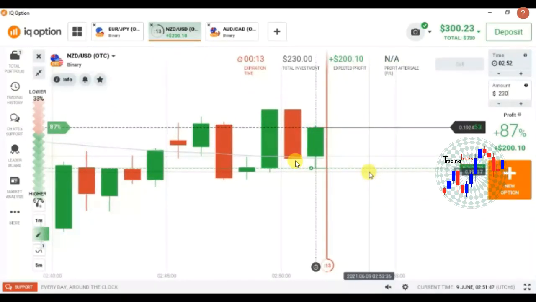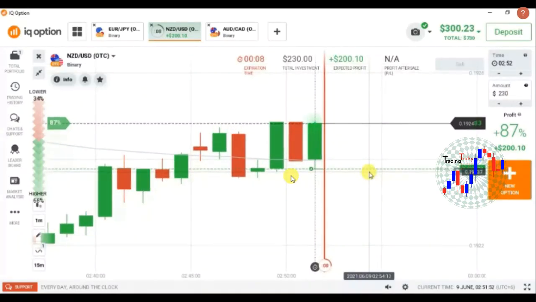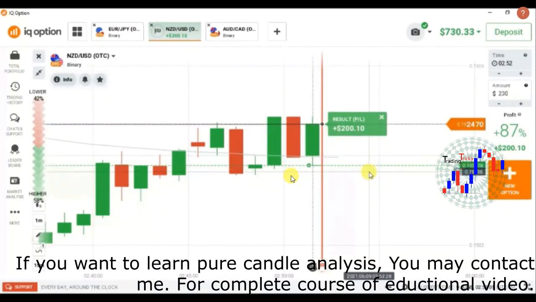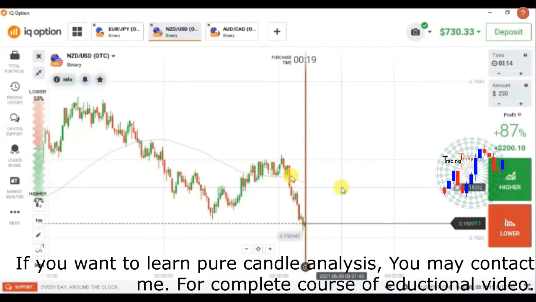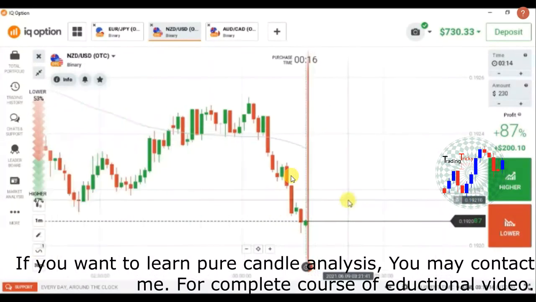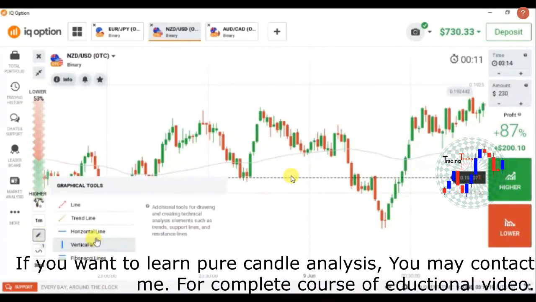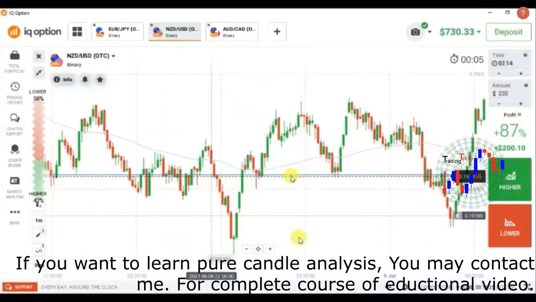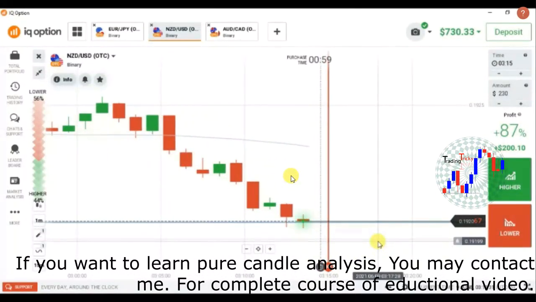Okay, we can see strong buyers entry again, this kind of candle. So okay, I have recovered my loss. Okay, here, okay, there is a level. Every time we can see buyers entry, but it's a momentum.